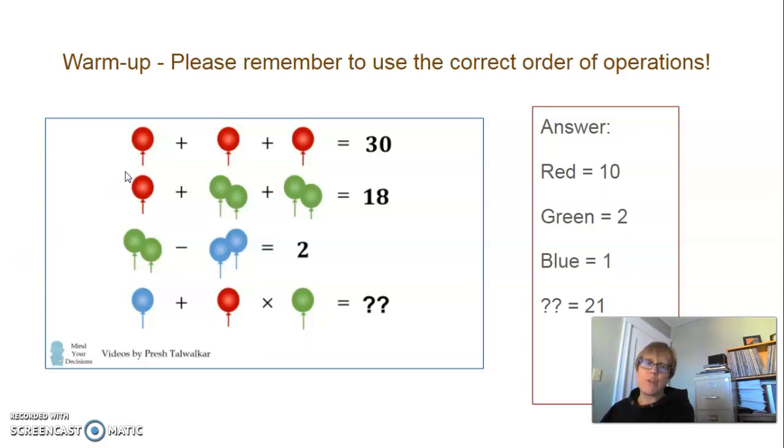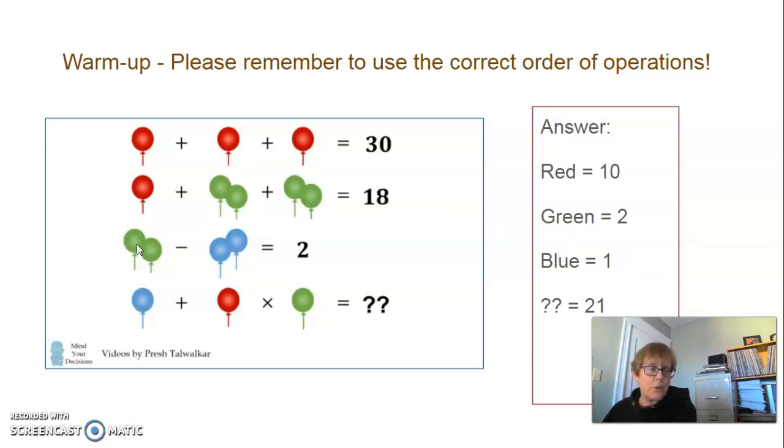Let's take a look first here at how I got the 10. There are 3 balloons here. They total to make 30. So I just divided 30 by 3 and got 10. You can also just think to yourself, what plus what plus what gives you 30? 10 plus 10 plus 10. Then here, you know this is worth 10, so these balloons altogether must be worth 8, because if you take 10 away from that, you've got 8. So you have a total of 4 balloons here. I did 8 divided by 4 and got 2.